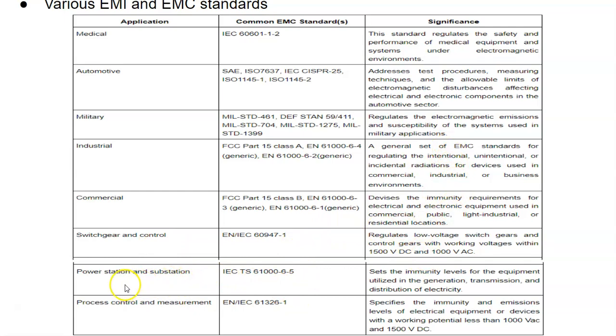Let us talk about the power station and substation. IEC TS 61000-6-5 is a common EMC standard used for this. It sets the immunity level for the equipment utilized in the generation, transmission and distribution of electricity. So all the standards are very important for EMC, and this overcomes electromagnetic interference.